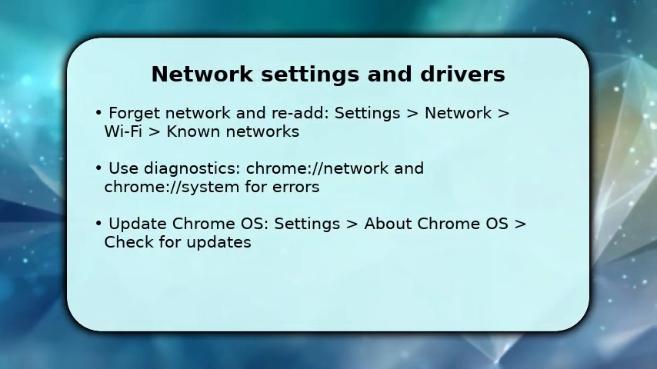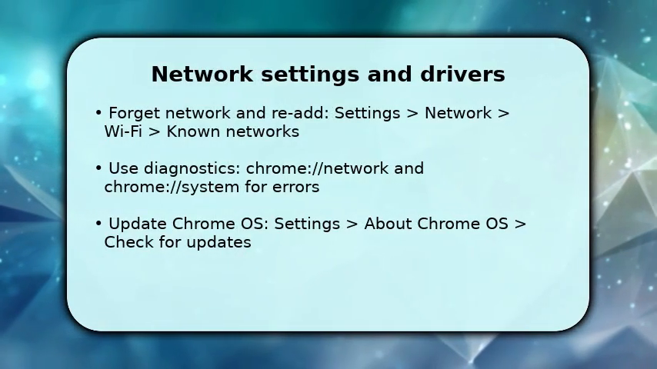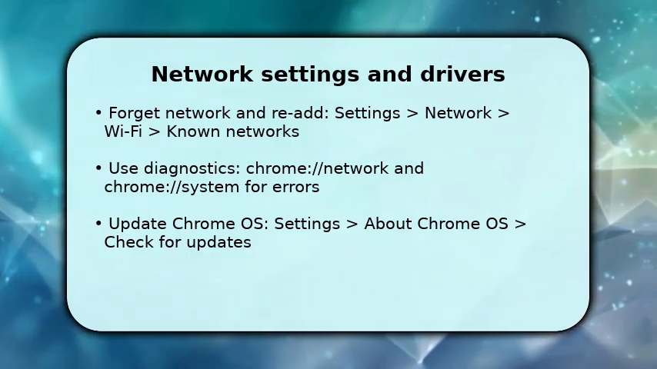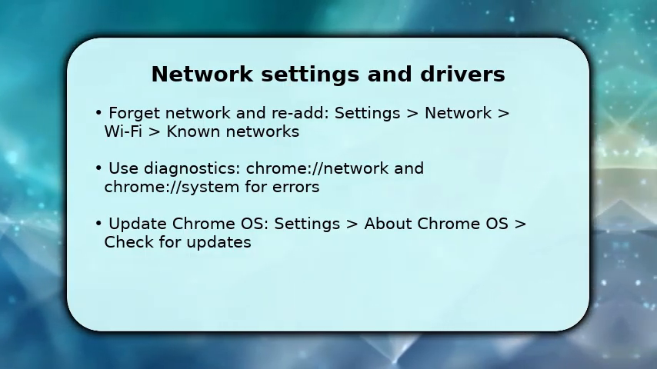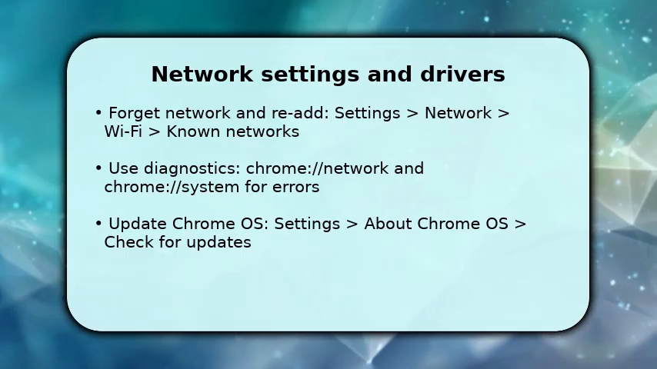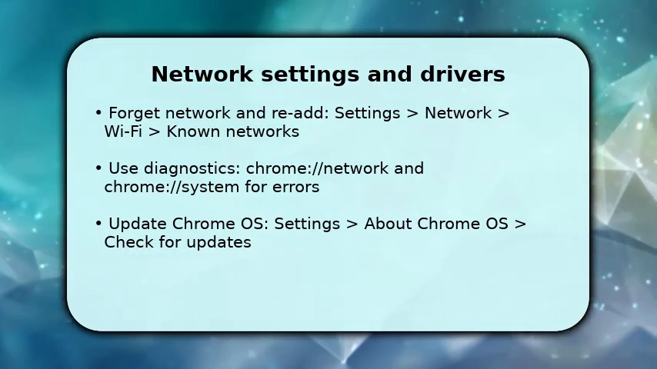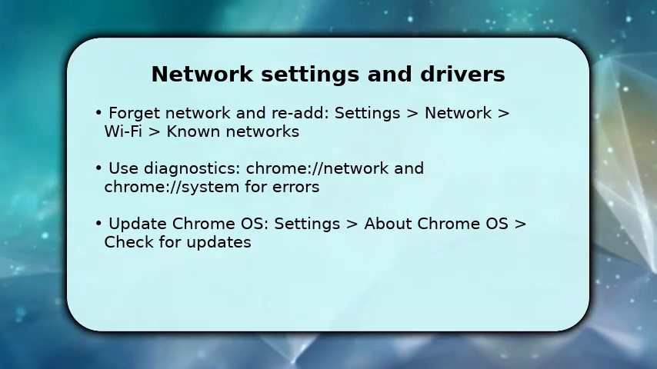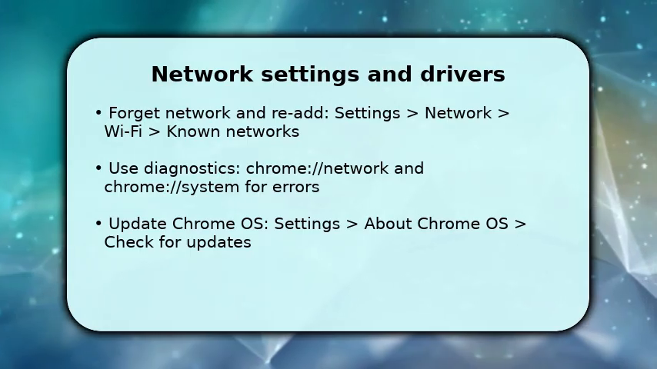Once rebooted, go deeper to remove stale configurations. Forget the problematic network and re-add it to reset saved keys and IP assignments. If that fails, open the built-in diagnostics and system pages to check for DHCP, DNS, or driver errors. These logs tell you why association or authentication failed.